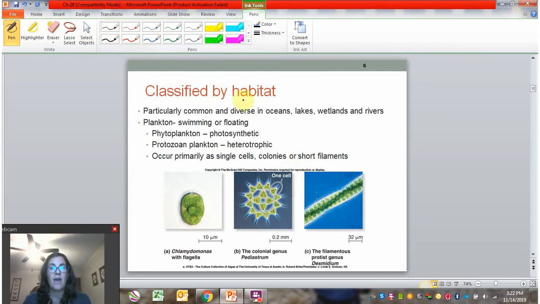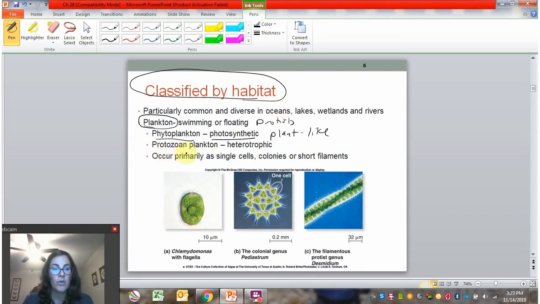So similarly, we have terms that relate to when they're described based on their habitat. Remember, I said that they're often in moist environments, so lakes, oceans, wetlands, swamps, rivers. And when protists are found in these bodies of water, they're referred to as plankton. And you've probably heard that term before. Many of us have. Plankton are swimming or floating protists. Phytoplankton means plant-like plankton, this root phyto means plant, and they are photosynthetic. So again, what color are those typically? Green.